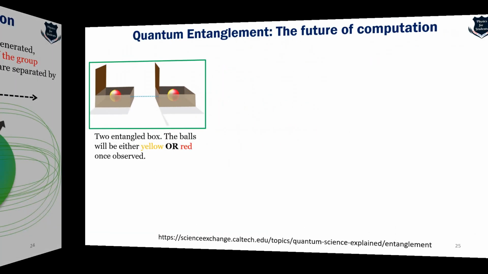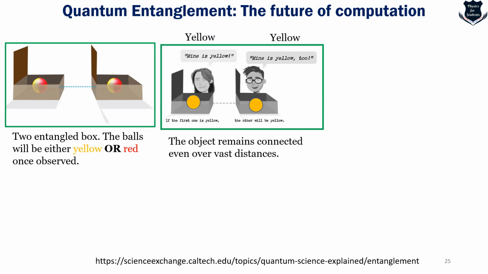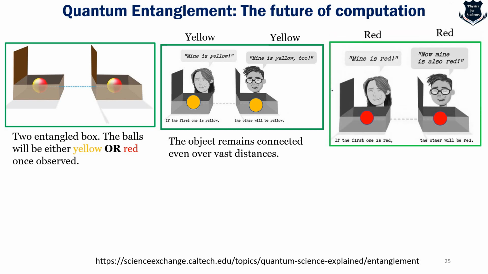Okay, let us take a quick kind of an understanding further. Let us say we have two entangled balls, right? Each in its own box. And in this metaphor, the balls, I would say, can be either yellow or red once observed. But for now, it is in a superposition of both yellow and red. Now here you see the object remains connected even over vast distances. So here it says mine is yellow, and even they say mine is red and mine is red.